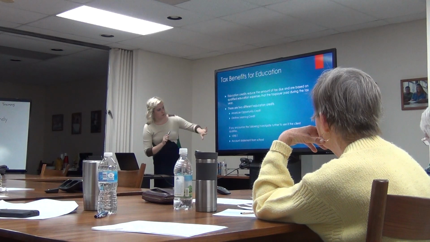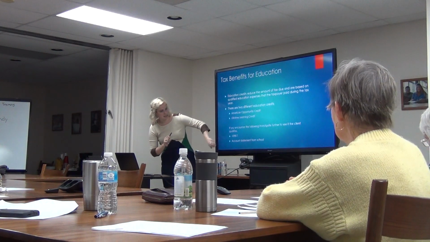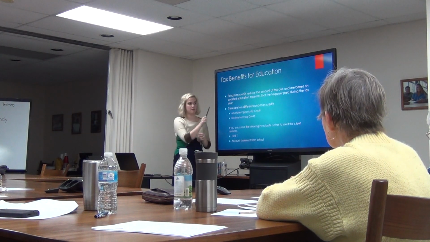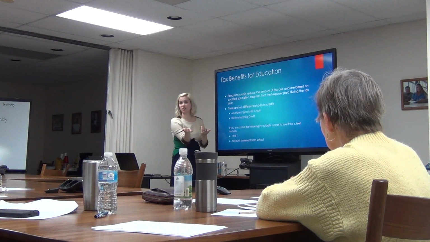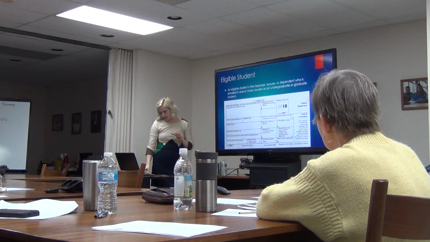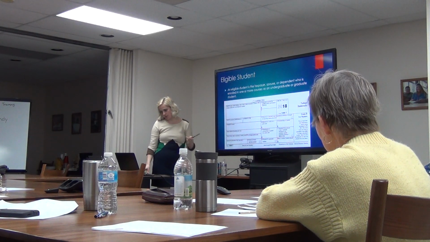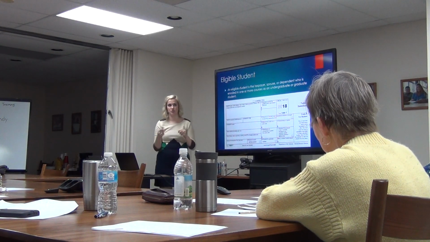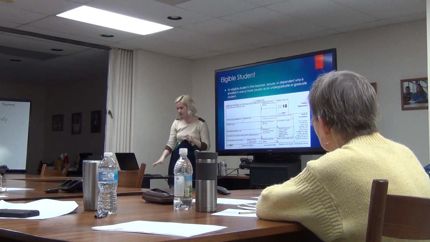If they come to you with a 1098-T or an account statement from the school, you're gonna wanna make sure that they're hopefully getting one of these, or at least that they're eligible. And they might not be. An eligible student, we talked about this a little before, is the taxpayer, the spouse, or a dependent who is enrolled in one or more courses as an undergraduate or graduate. An eligible student differs depending on which credit we're talking about, so I'll get into that.